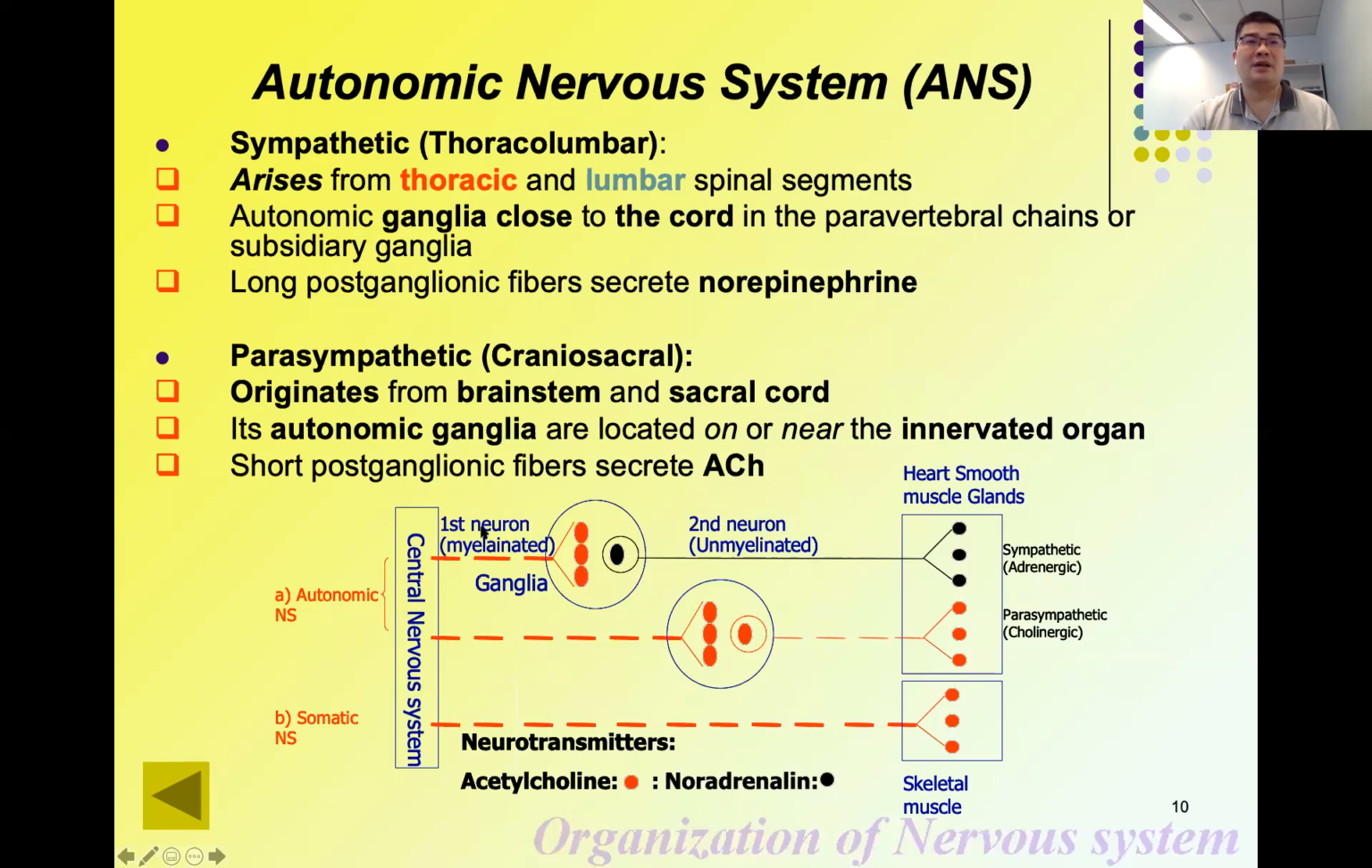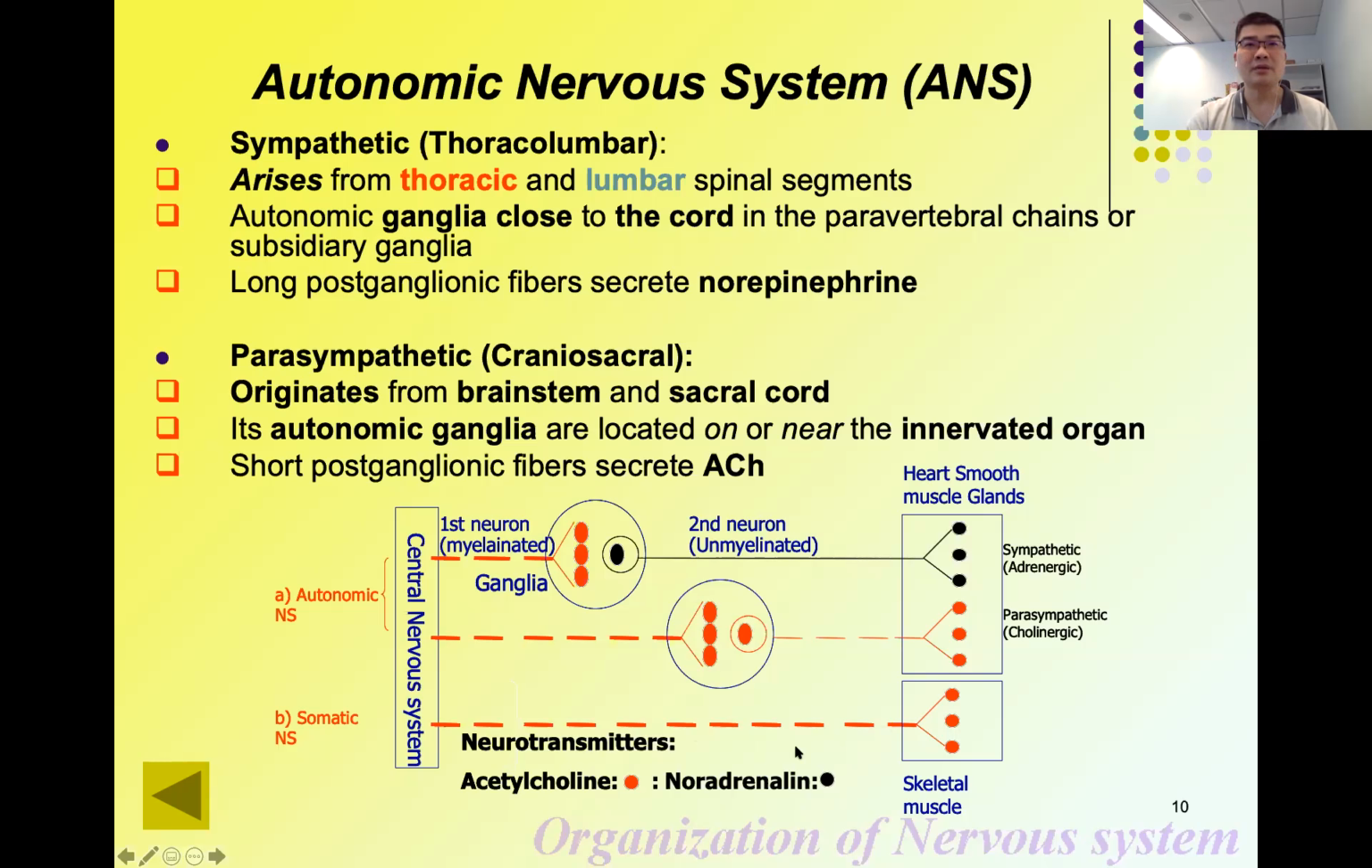So here are the pictures again. This is the central nervous system. This is the autonomic nervous system, in which the neurons project to the ganglia. The ganglia have neurons, and then they project to the organs. This is the paravertebral. This is the subsidiary, so it's away from the vertebrae. This is the somatic system, in which there's no ganglion in between, just projecting directly to the muscle.